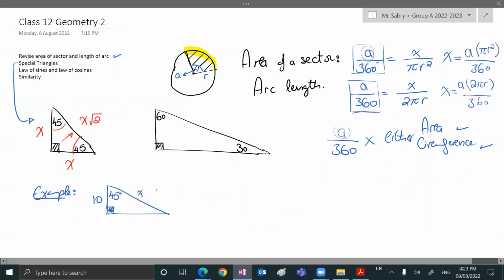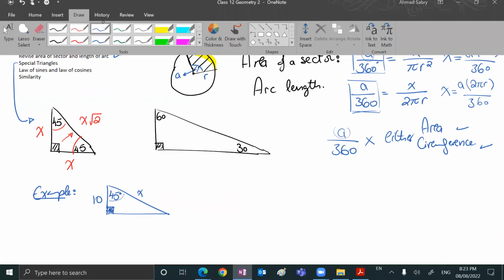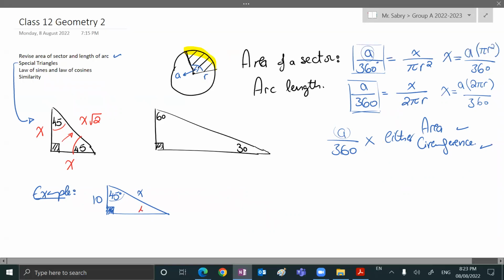Now you look at the triangle, you realize it's a right triangle, and you realize that one of the angles is 45, which means right away that the other angle will be 45 degrees as well. That means that if this is 10, this one is 10 as well. That means that this is a special triangle. What should we do? If this is x, this is x, this is x root 2. So if this is 10, this is 10, this is supposed to be 10 root 2. And that is the value of x now, 10 root 2.